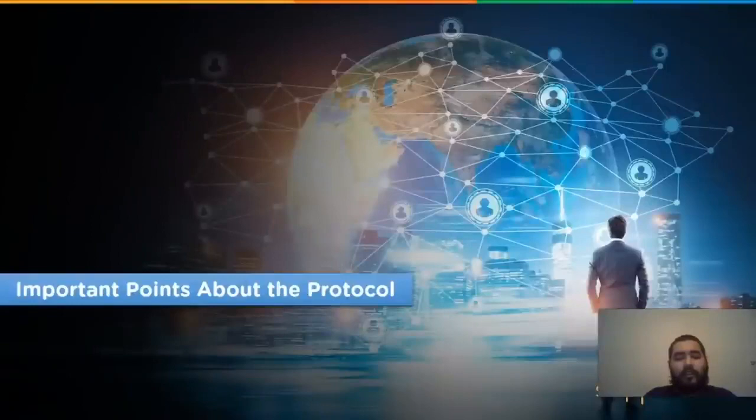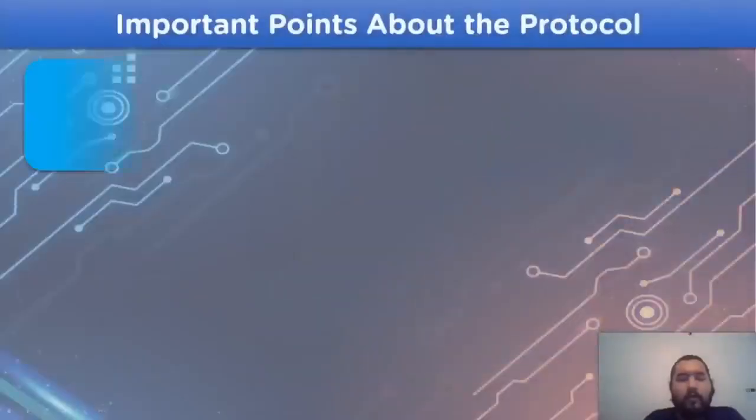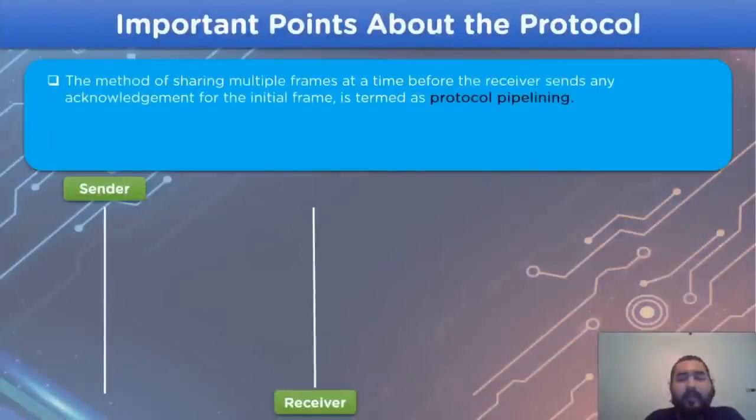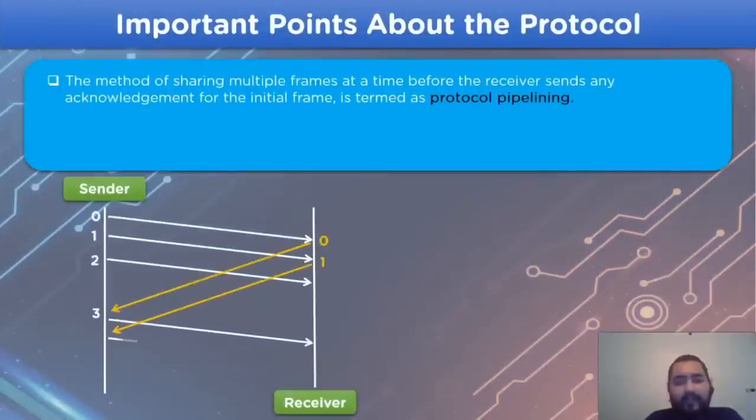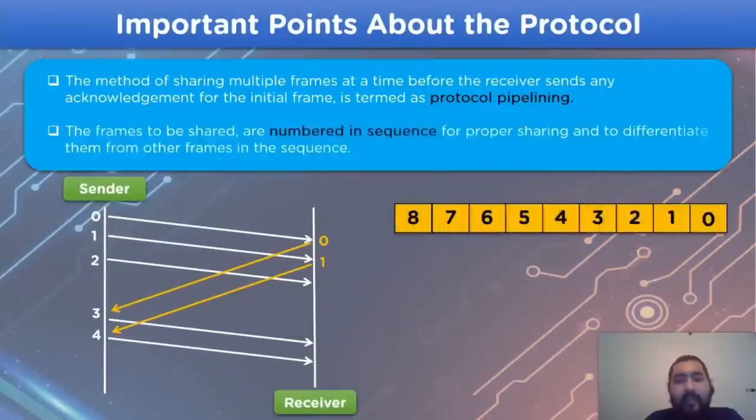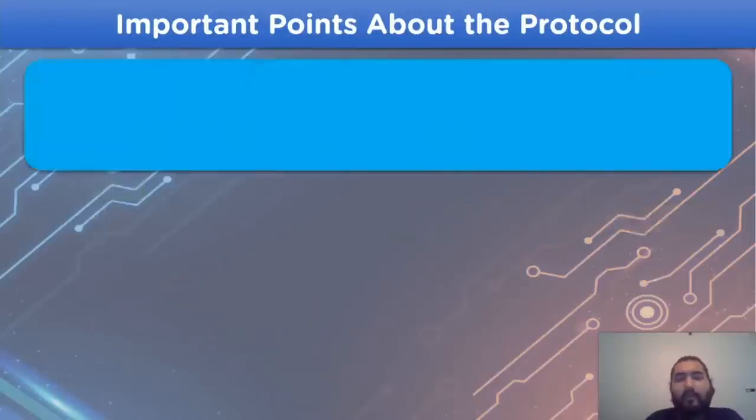Moving on, let's look into some important points regarding the protocol. To begin with, the method applied to share multiple frames from the sender side to the receiver side is known as protocol pipelining, where each frame is assigned a sequence number for proper transmission of data in the network channel. Now let's move on to some other important points.